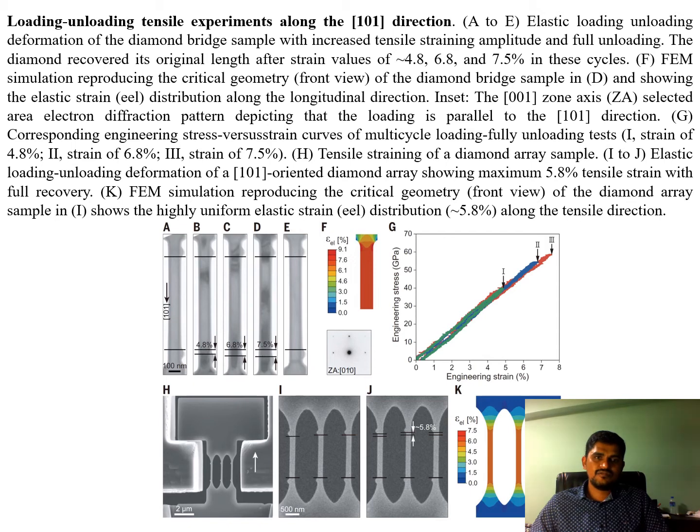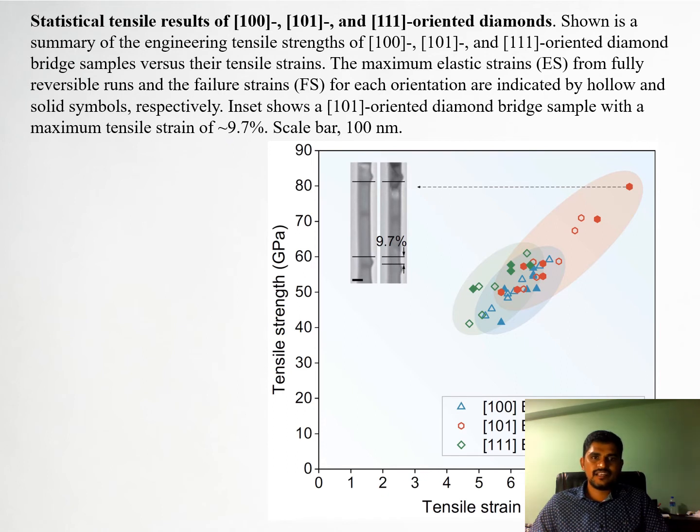From this chart, these images are taken from loading and unloading tensile experiments along the 101 direction. These are images A, B, C, D, E, F. From here we can compare the strain values. Then it's plotted in the chart and compared across different specimens. And these are the statistical tensile results for the 100, 101 and 111 oriented diamonds. We can see the tensile strength and tensile strain.